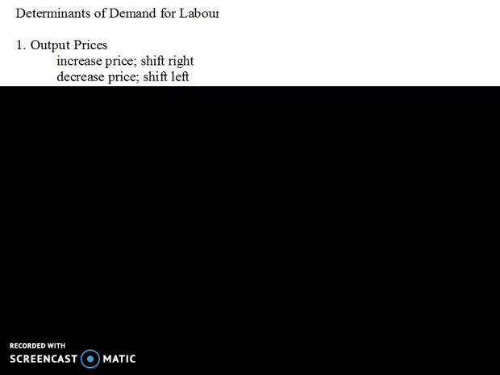And on this podcast, we're going to take a look at the determinants of demand for labor. So what I've been talking about on some of the videos in this playlist is the supply and demand for labor. So I have the quantity of labor on the horizontal axis, and I have the price of labor on the vertical axis, and I have a downward sloping demand curve for labor.